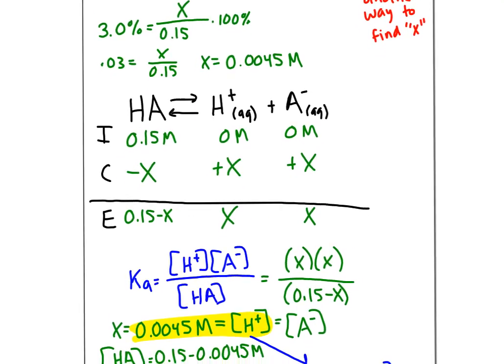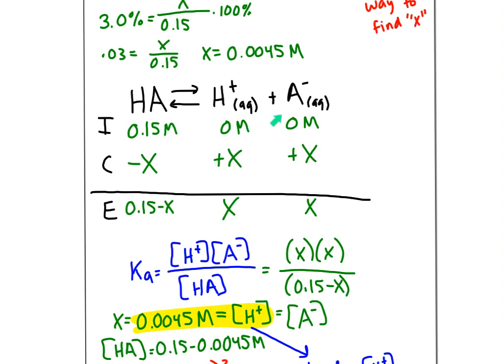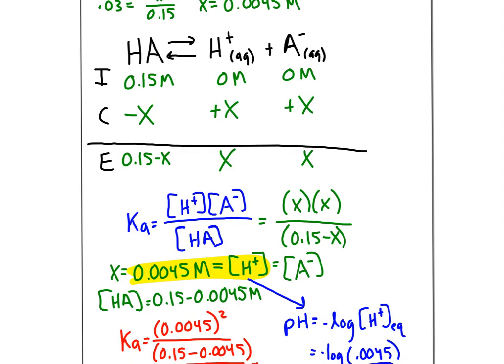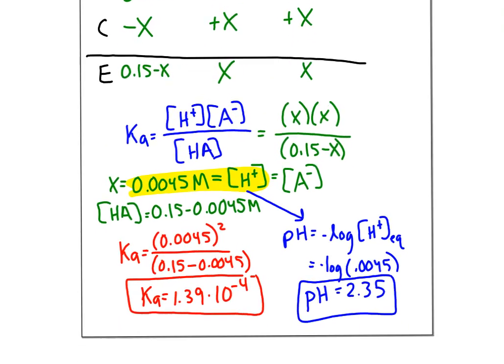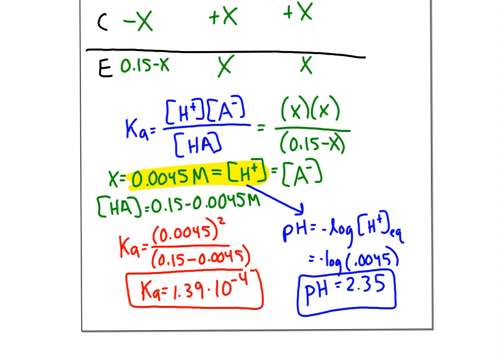So I set up my ice table, right? We had 0.15, we had 0, we had 0. We know what X is, so I can plug in X. So our Ka expression, I plugged in our equilibrium, but we know what X is. So now all I have to do is plug in for x and 0.15 minus x, that's what I did right here in red, to solve for my Ka. To find the pH, we know x is the same as H plus at equilibrium, so we're going to take the negative log of that to find my pH.